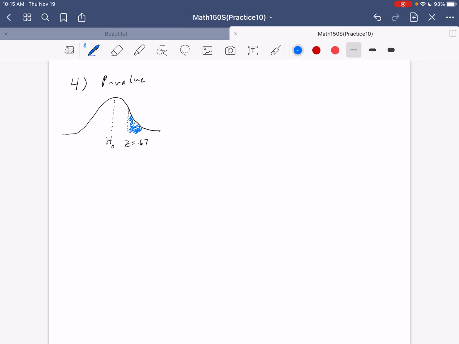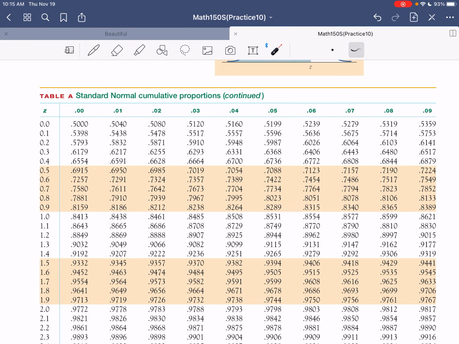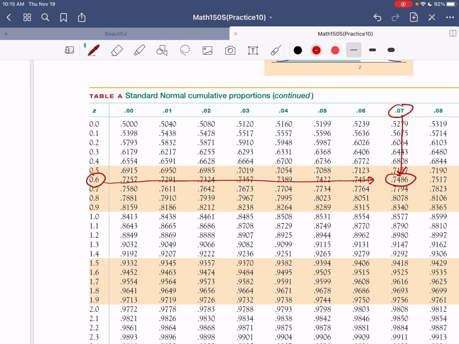So how do we actually find that? Well, we have z is 0.67. So we can go ahead and use table A, and we can look up this z-score. So we're looking up 0.67. So let's go ahead and do that. There's the positive part. There's 0.6, and there's the 0.7. If we just run those together, there we go. We have 0.7486. Now let's go ahead and record that. So our table value is 0.7486.